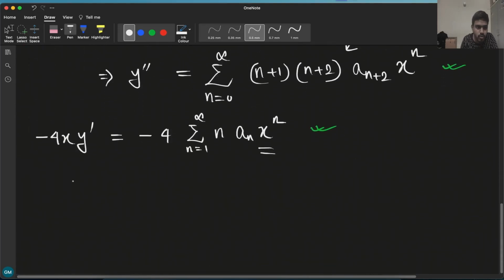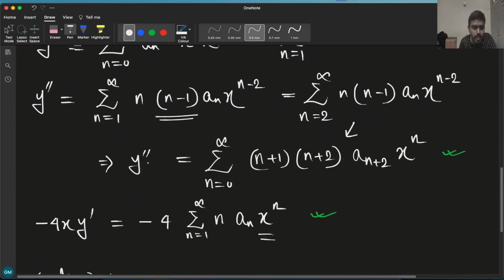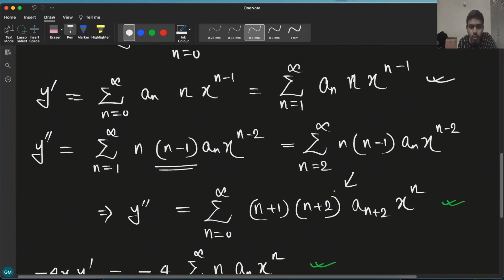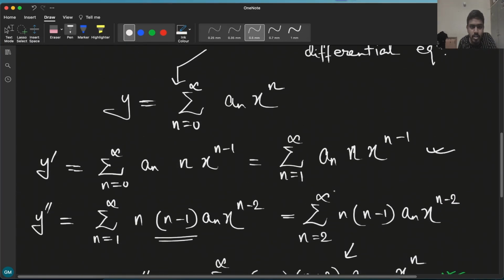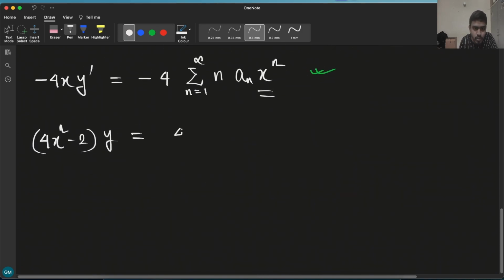So it is 4x square minus 2 times y. This is the third term, right? Okay, let's see. So what we assumed as y is sum over n of a_n x to the power n. Okay, so it is 4x square minus 2 times sum n equals 0 to infinity a_n x to the power n. Good.